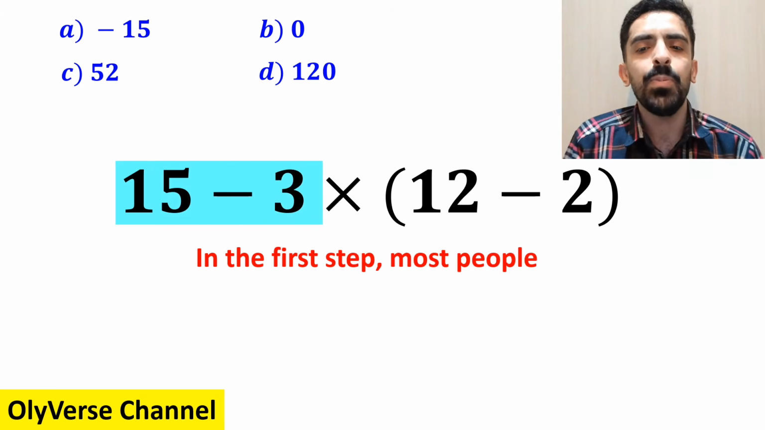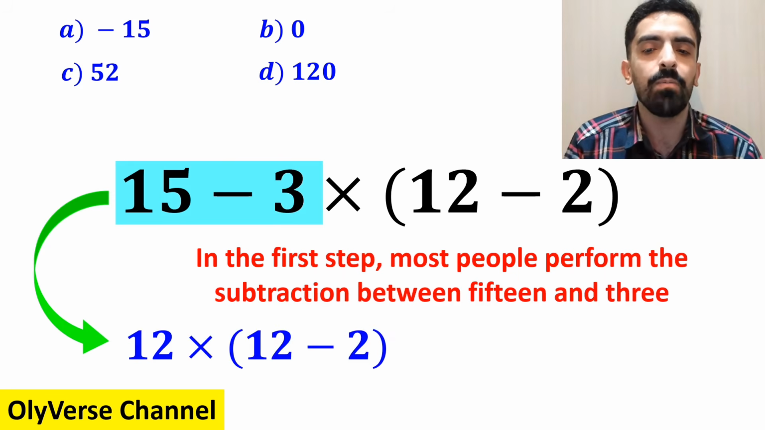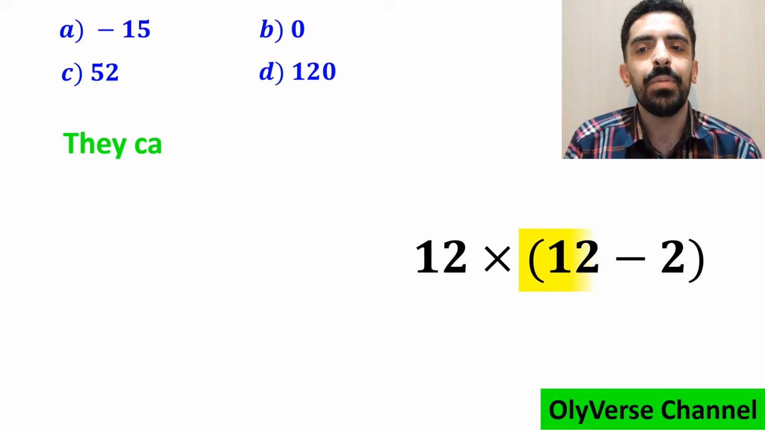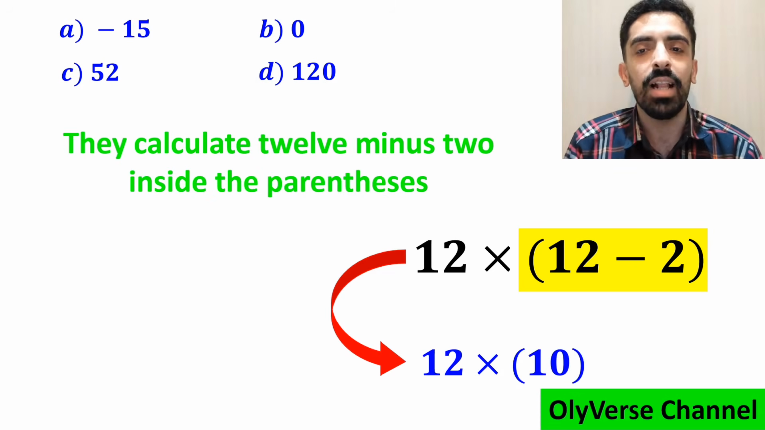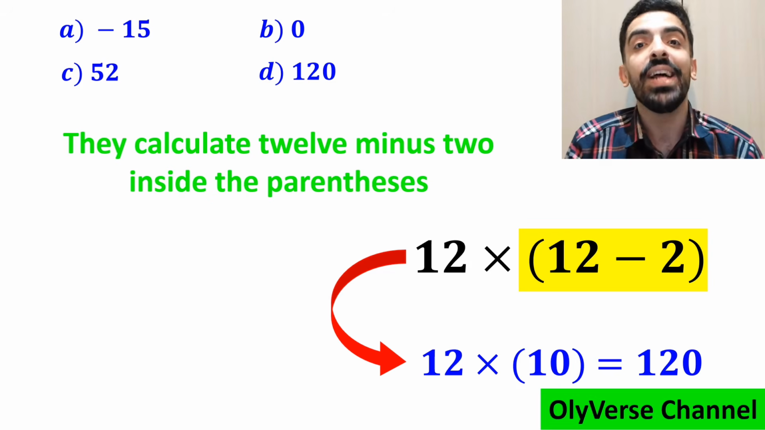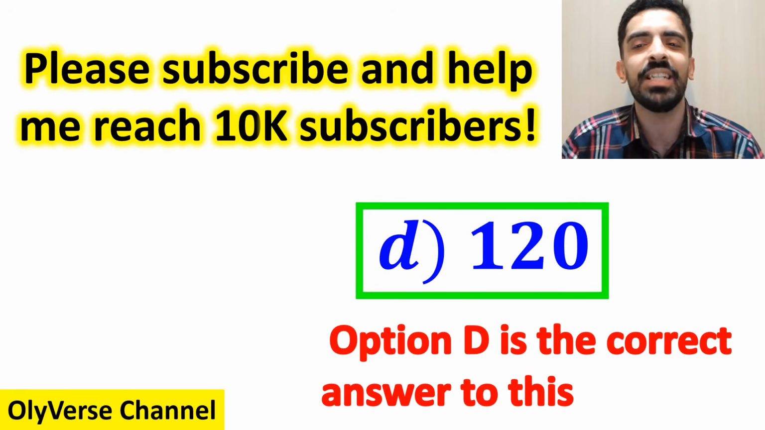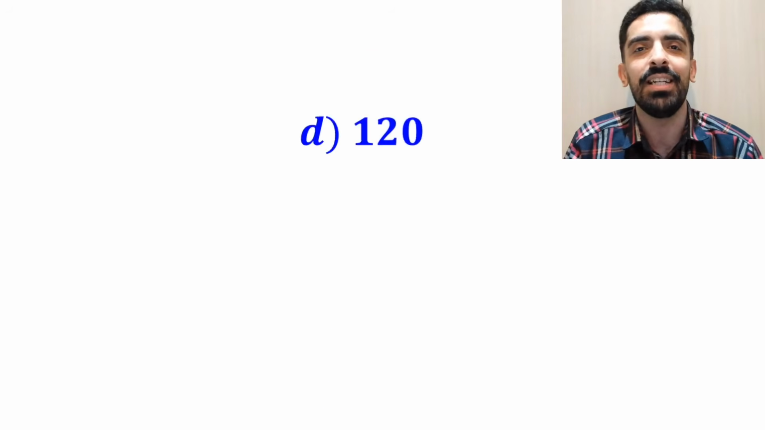And the first step, most people perform the subtraction between 15 and 3, which I have highlighted in blue. So, this expression simplifies to 12 multiplied by 12 minus 2 inside the parentheses. And the next step, they calculate 12 minus 2 inside the parentheses, which becomes 12 multiplied by 10. And finally, the value of this expression must be equal to 120. Then, without any hesitation, they quickly say that option D is the correct answer to this question. However, it's not the correct answer to this question.